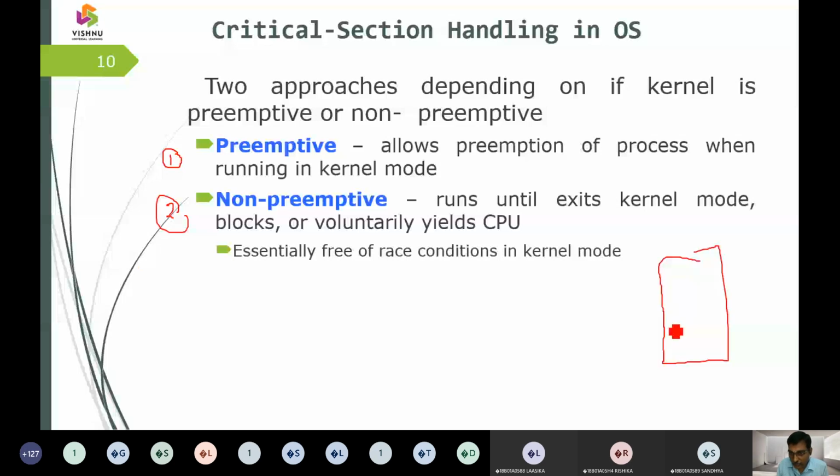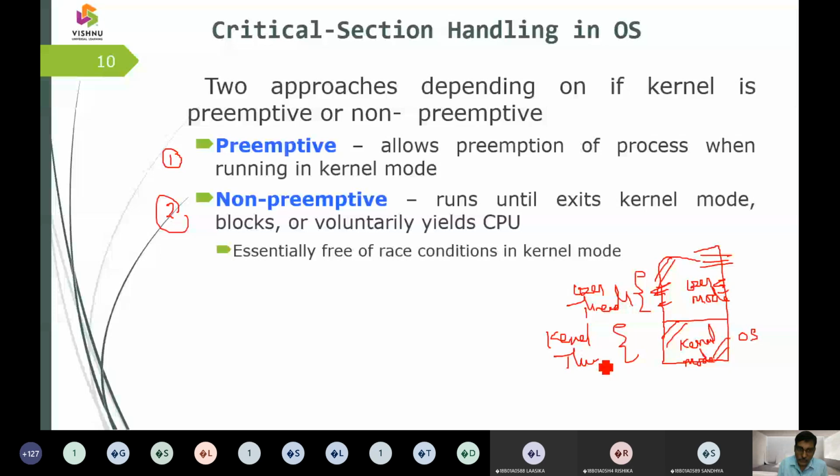In this diagram, I can say where the operating system is going to be. This operating system mode, we are going to call the kernel mode. And this area, we are going to call the user mode. Here we are going to have the user threads, and in this area we are going to have the kernel threads.